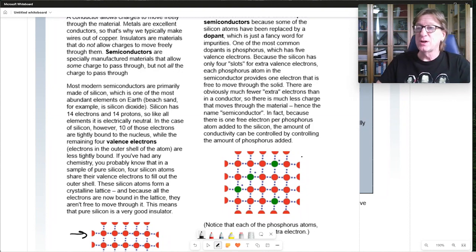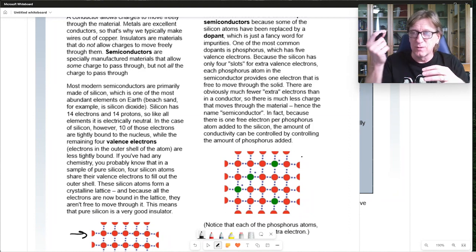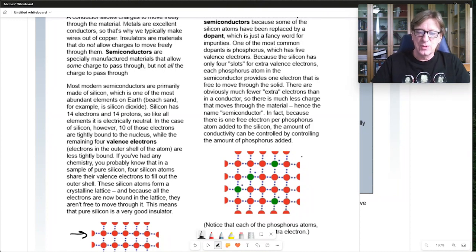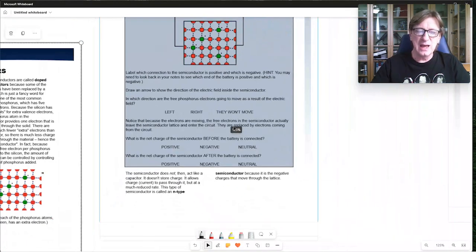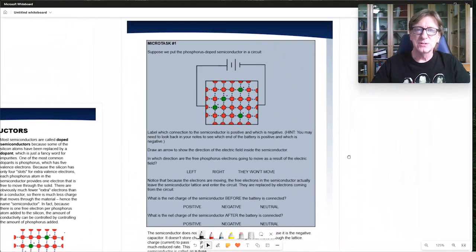So we can control the amount of conductivity by controlling how much of the phosphorus we add to this. The more phosphorus you have, obviously, the more of those extra little valence electrons you have to move through. And in fact, pure phosphorus would be a great conductor from that. So that's a very useful property. You can have something that only sends a little bit of the current through, but more importantly, it's something that you can control.